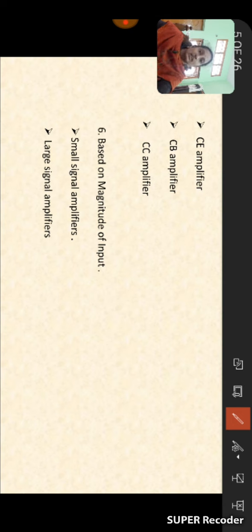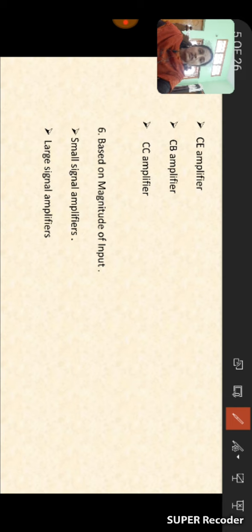If emitter is common, the amplifier is called common emitter amplifier. If base is common here, the amplifier is called common base amplifier. If collector is common, the name of the amplifier is called common collector amplifier.